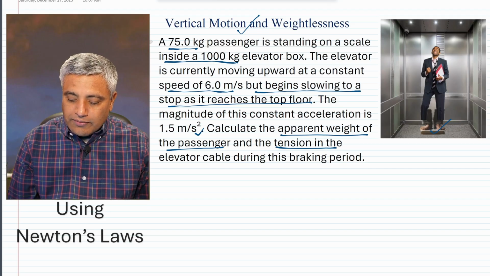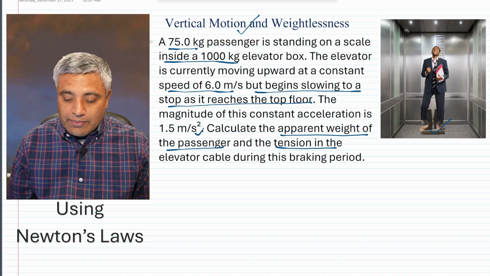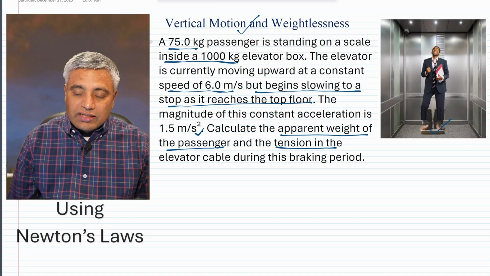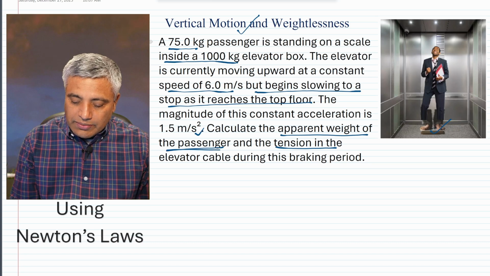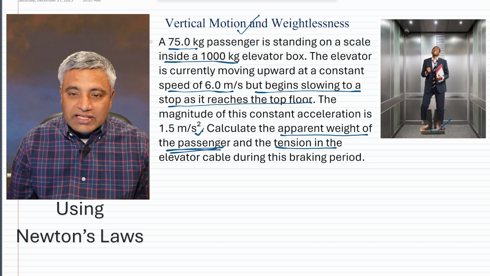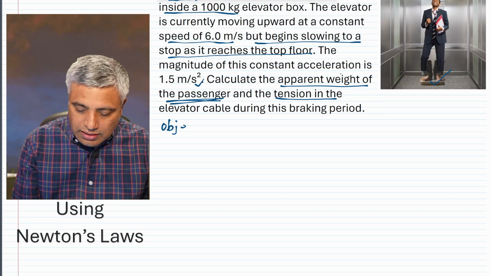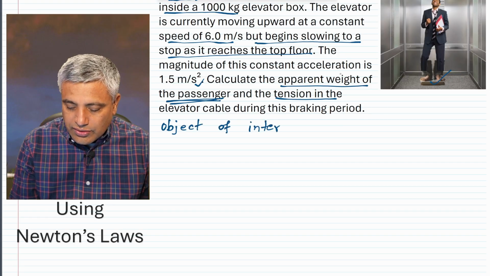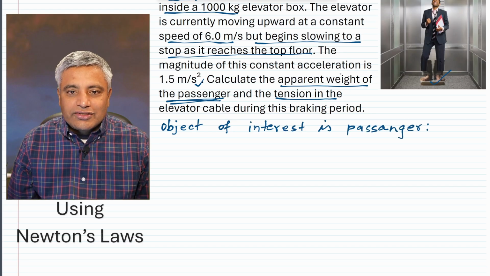Let's talk first about the first part, finding the apparent weight. What is apparent weight? How does that arise? It says apparent weight of the passenger, so that means the object of interest is the passenger here. For this part, our interest is the passenger. It's asking us to find the apparent weight.